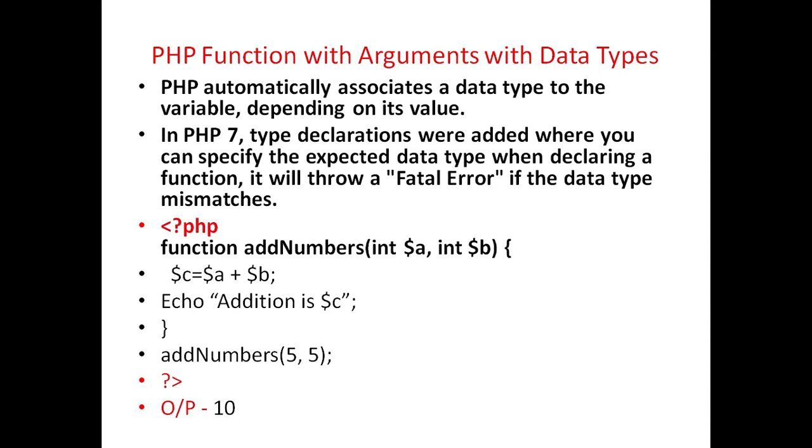Here is an example which defines the PHP function with data type. Here function add number is defined with two variable data types int a and int b. In $c we have added a plus b, and in echo statement we have printed addition is $c. When we call the function add numbers and pass the parameters 5, 5, it will give the output 10.